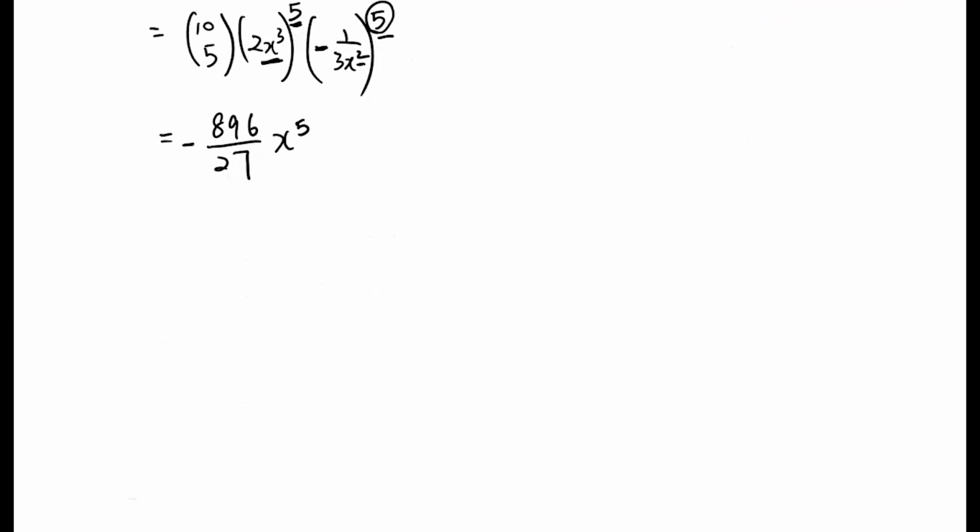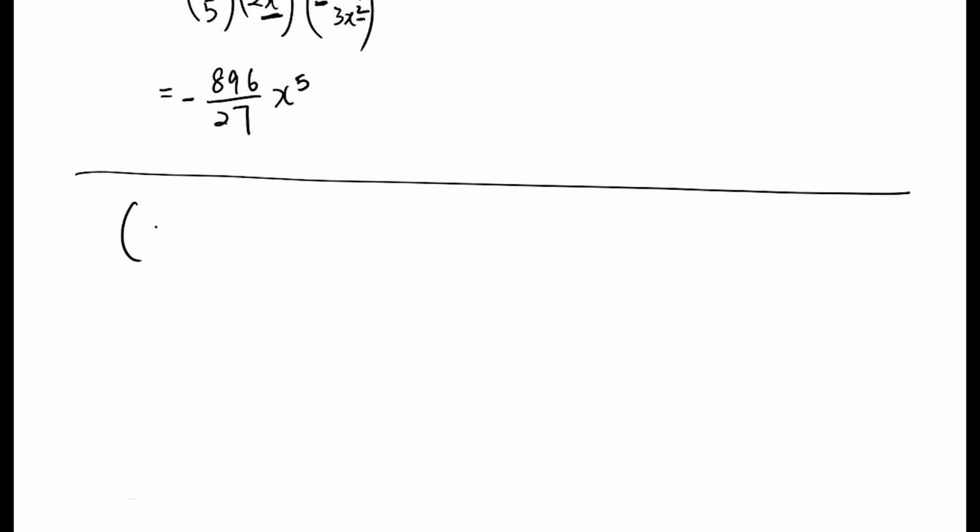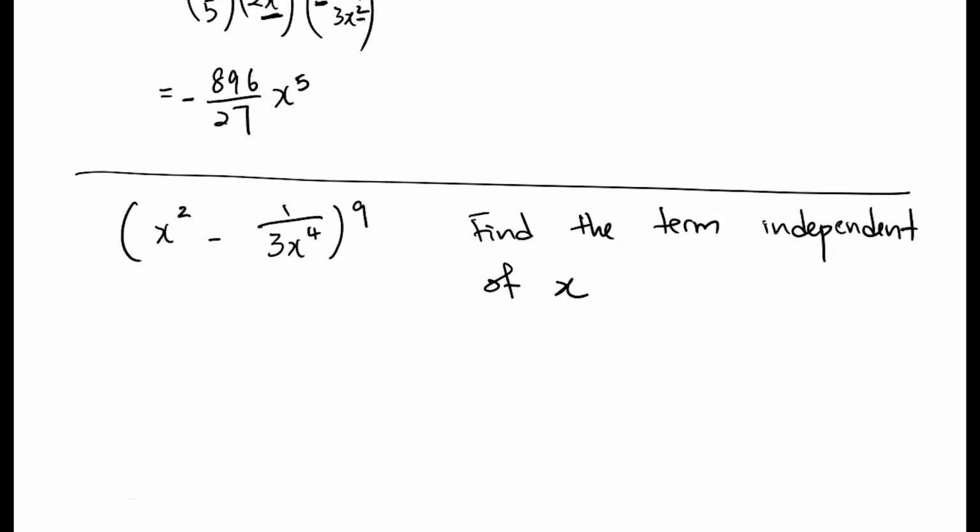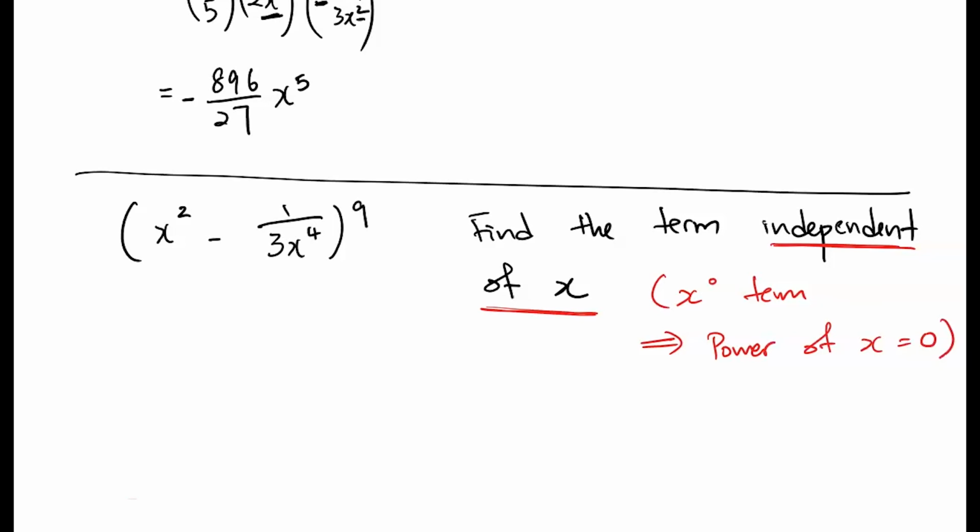Okay, one more example. I have this expansion, (x^2 − 1/(3x^4)) to the power of 9. And this one I want you to find the term that is independent of x. Here we have a key phrase, the phrase independent of x. Independent of x means that it's a constant term, because a constant term doesn't have any x in it. So it is actually indirectly telling you that they want the x to the power of 0 term, which is of course telling you that the power of x is 0.